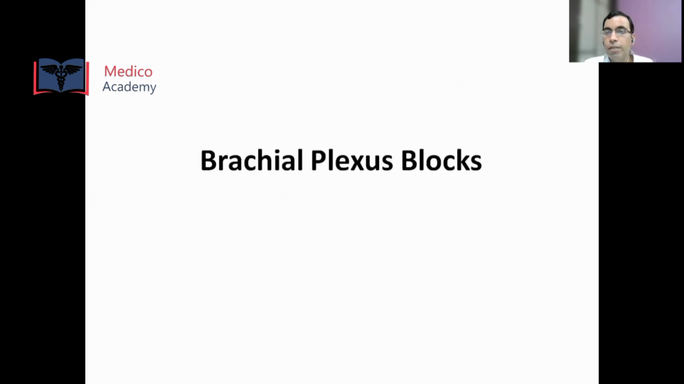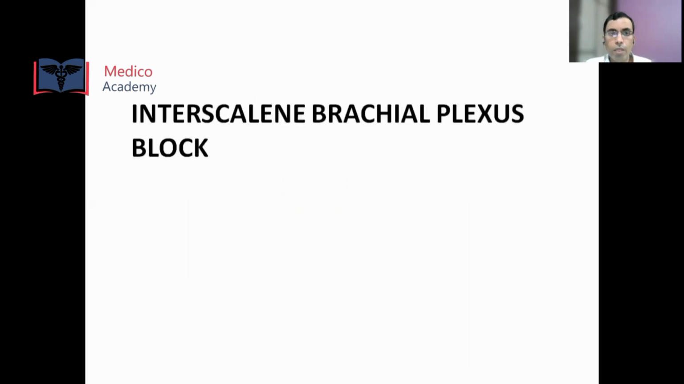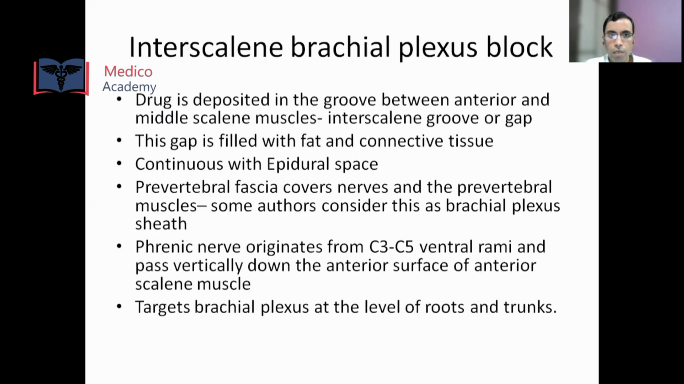Now coming to the brachial plexus blocks. First of all, we'll discuss the interscalene brachial plexus block. Now in interscalene block, the drug is deposited in the groove between anterior and middle scalene muscle. This gap is called as interscalene groove or gap. Now this gap is filled with fat and connective tissue. Interscalene groove is continuous with the epidural space.